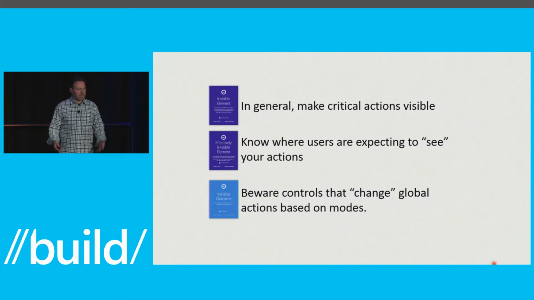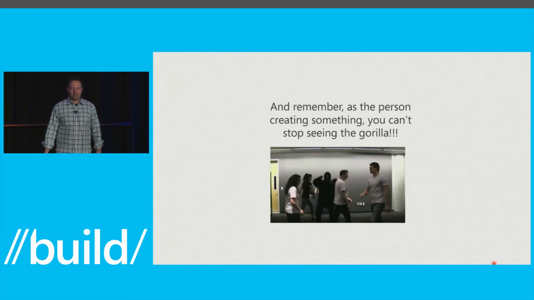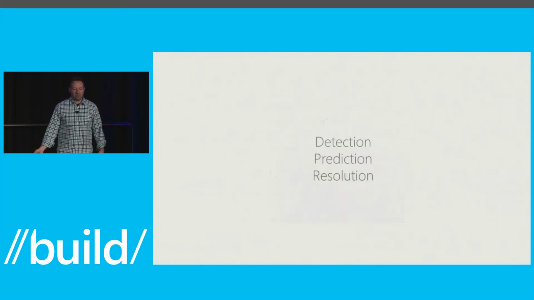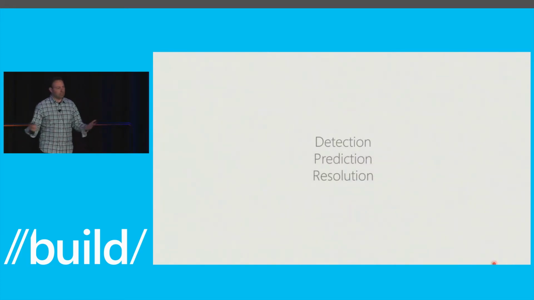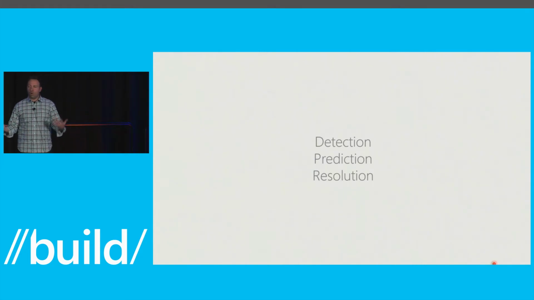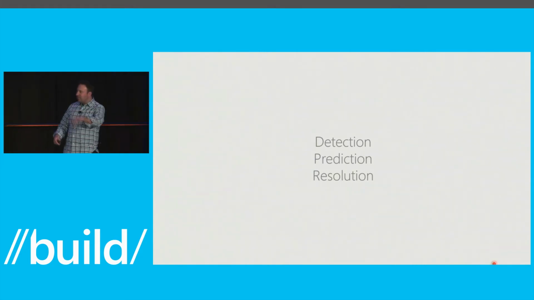And then, again, for variable outcome, beware controls that change global actions based on modes. Really look at your global actions. And kind of an overarching thing, remember, we can't stop seeing the gorilla. Okay? We can't. It's impossible. So detection, prediction, resolution, that's what we hope this little bit of the system that we've taught you tells you something about. Hey, we have 8 minutes.